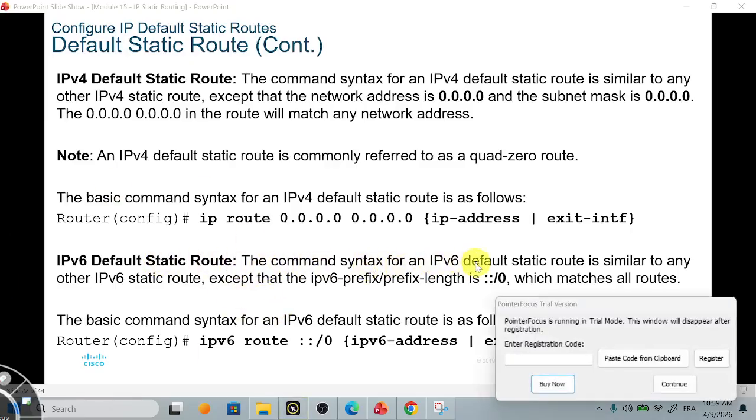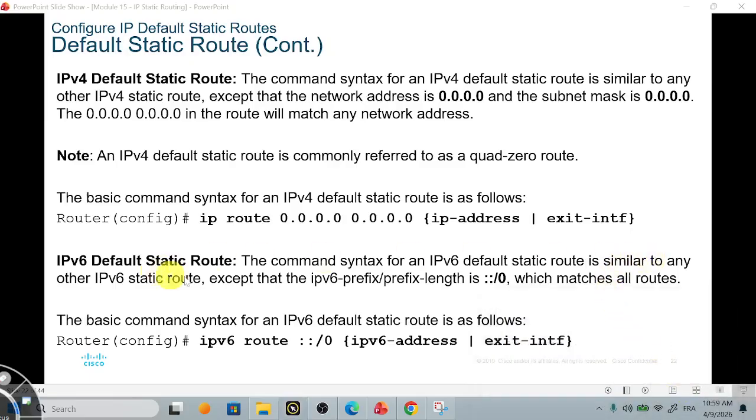The command syntax for the default IP version 6 route is similar to IP version 4, except that we use prefix and prefix lengths. Instead of zeros, you should just use ::/0, which matches all routes. The basic command syntax for an IP version 6 default static route is as follows. IPv6 route, this defines the IP version 6 static route, then the next hop, then the exit interface of the router.